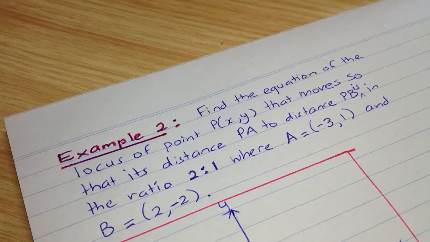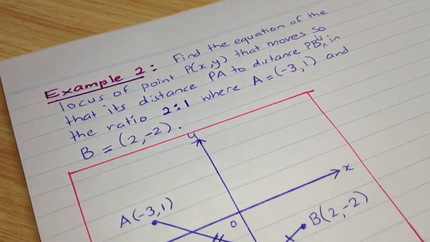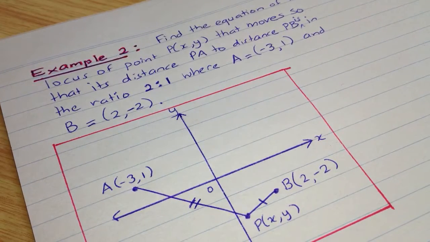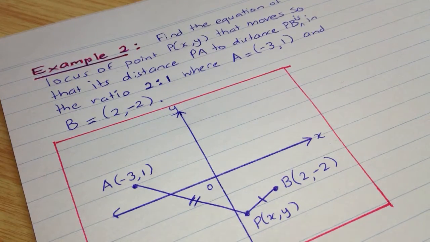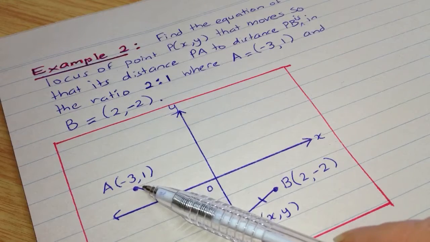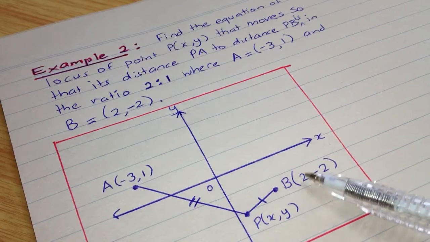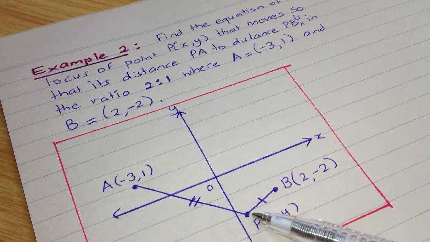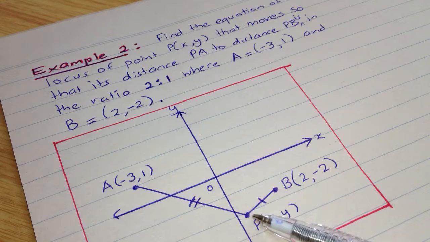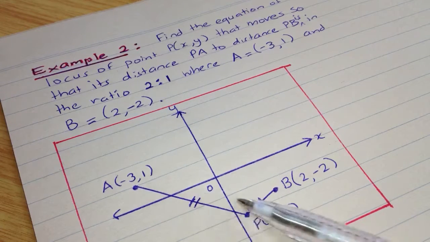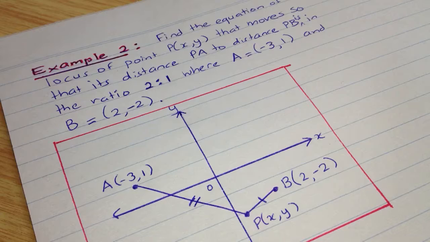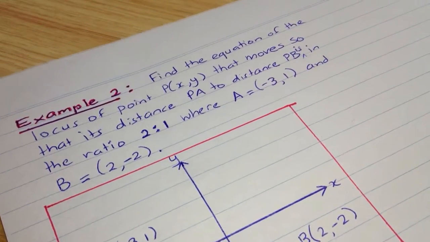All right, now the first thing, as I said to you before, is to draw a diagram showing those things. So you've got A, which is (-3, 1). You've got the point B, which is (2, -2). And then you've got P. And P is twice the distance away from A as it is from B. Okay? So we're talking about distance.